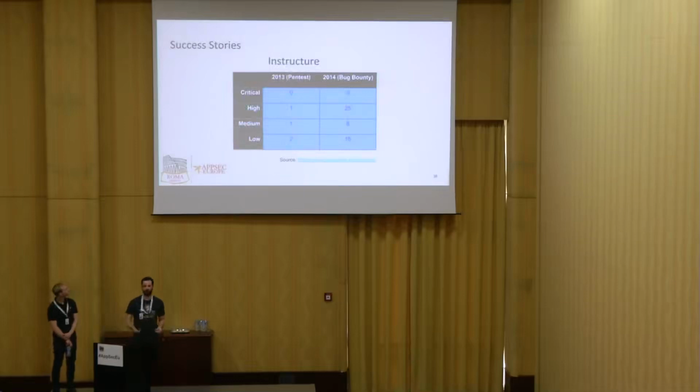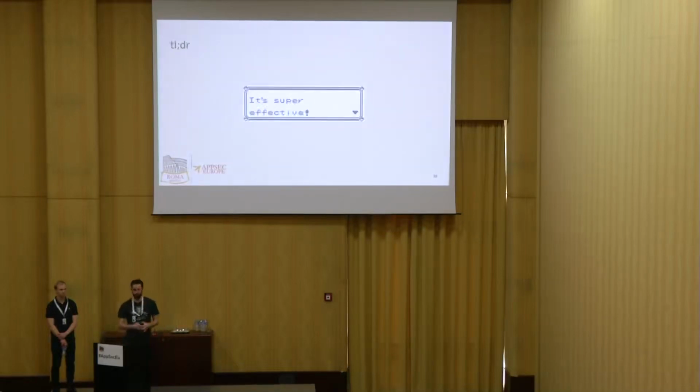Of course, there's not just horror stories. There's a lot of success stories. One of them is a company called Instructure. They had a pen test in 2013. They decided to do a bug bounty instead in 2014, and you can see the results in the slide. By having this crowd of people looking at your applications, you will get a lot more benefit. As you can see, it turned from 1 high priority issue in a pen test into 25 high priority issues in 2014.